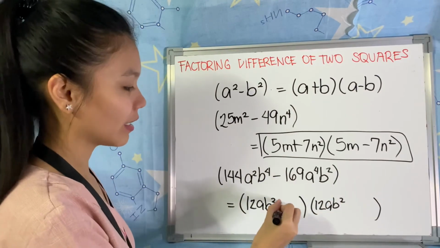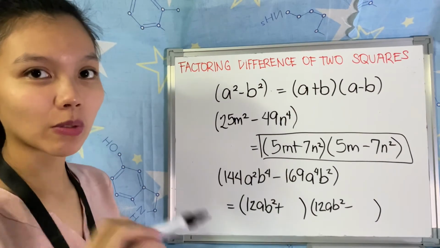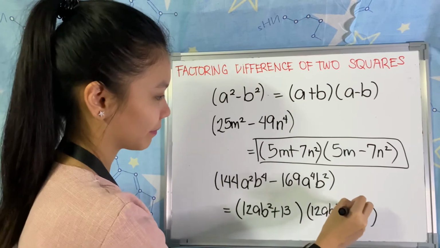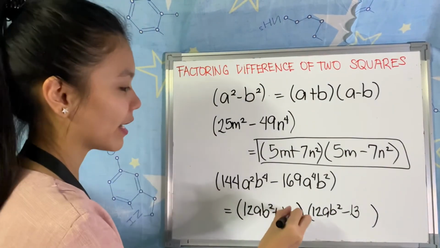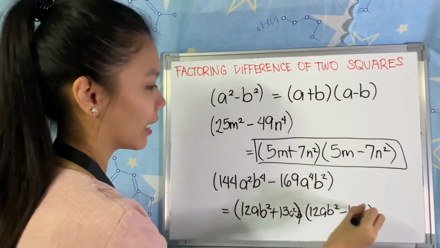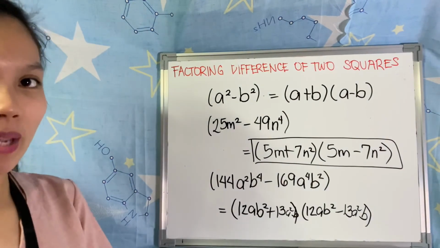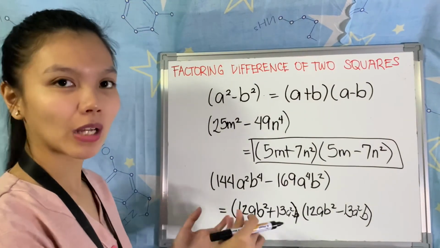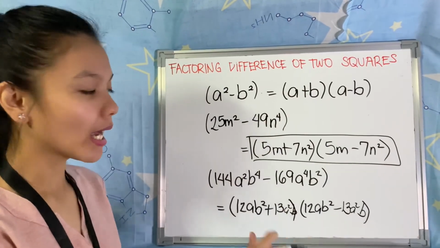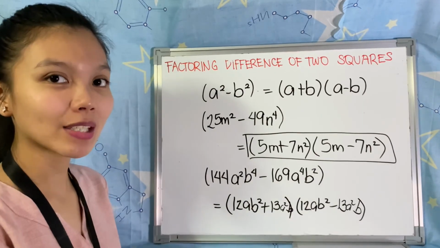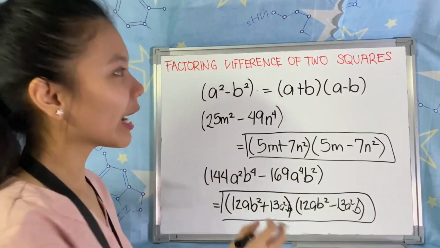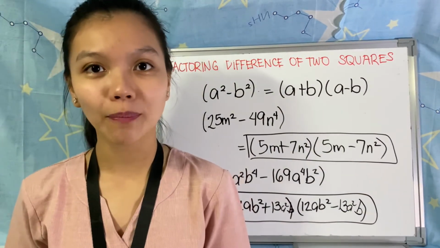Then, the sign plus and minus. The square root of 169 is 13. The square root of a raised to 4 is a squared. And the square root of b squared is b. Therefore, the factor of our given polynomial will be the quantity 12ab squared plus 13a squared b multiplied by the quantity 12ab squared minus 13a squared b. So, ganun lang kasimple yung pagpa-factor ng difference of two squares.